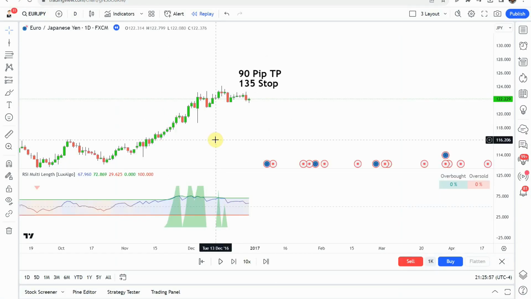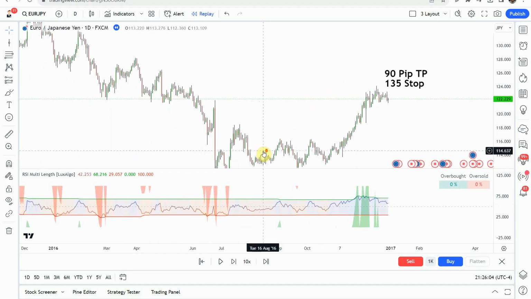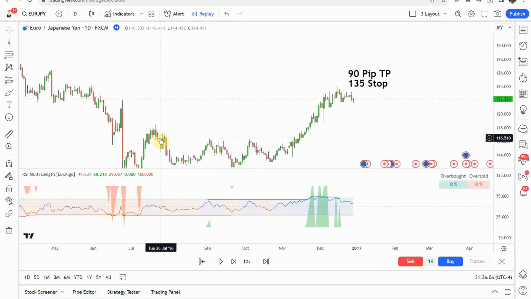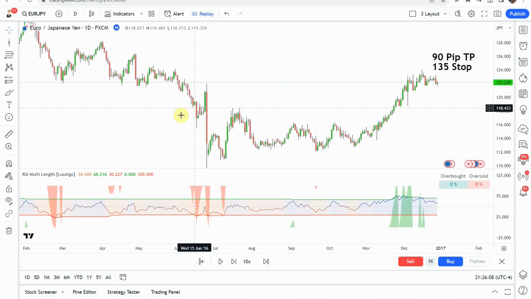Okay, so today we are testing the RSI multi-length indicator, and you can see it down here on the bottom of the screen. This is a modified version of the RSI, and basically what it does is it reads multiple lengths, not time frames, multiple lengths of the RSI, and displays them all together.